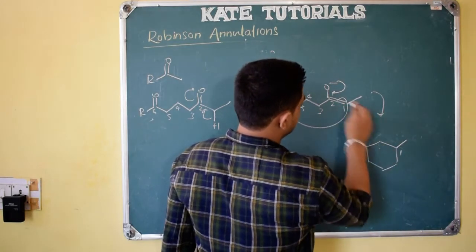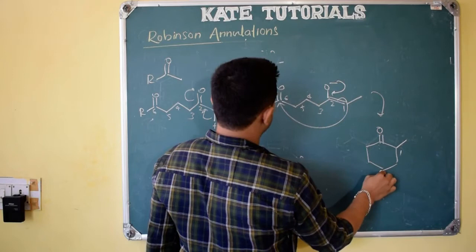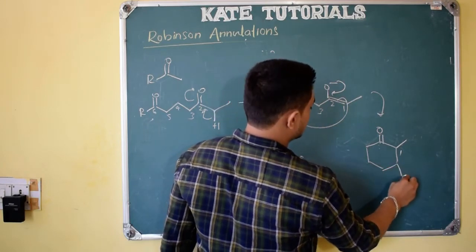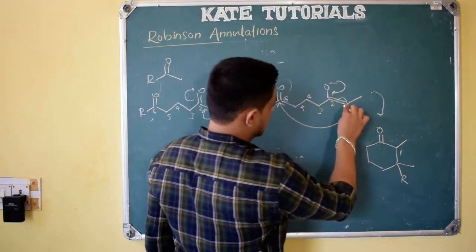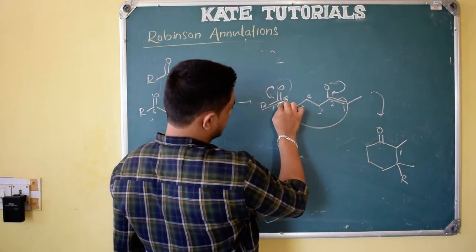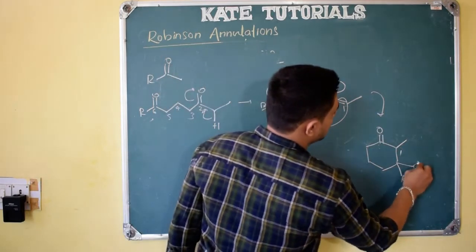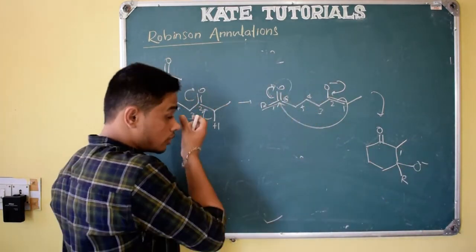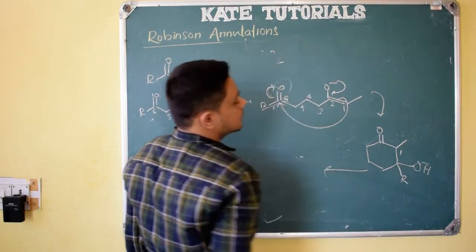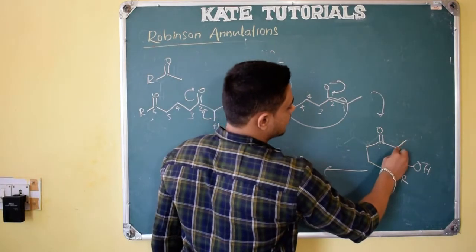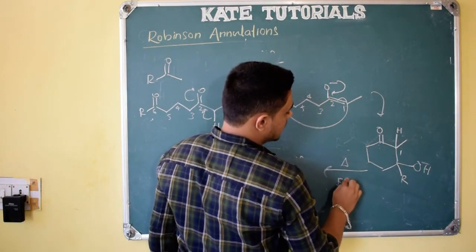Second position, the carbonyl comes: 2, 3, 4, 5. At the 6th position an R group is also there, and as electron density moves here, the electron density moves on oxygen, so here O minus will come, right? From the solvent it will get a proton, so it becomes OH. Next, here methyl is there and here a proton is there, right? At elevated temperature it will undergo an E1cB reaction.